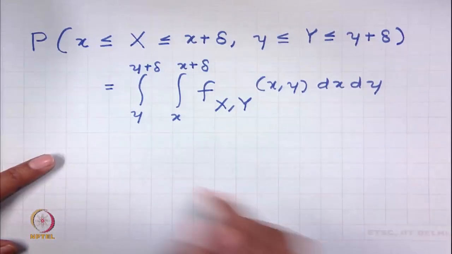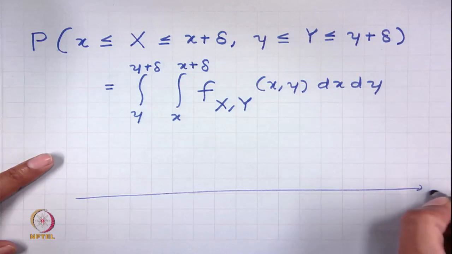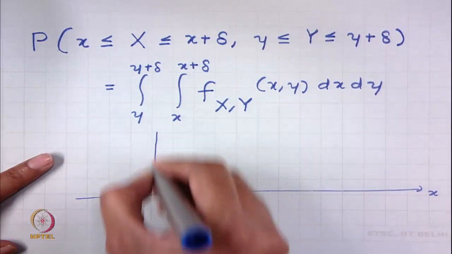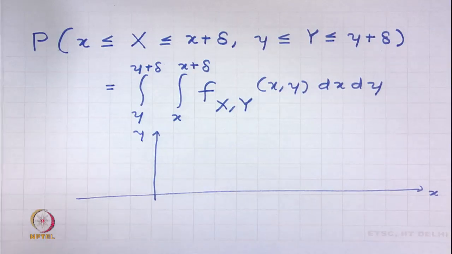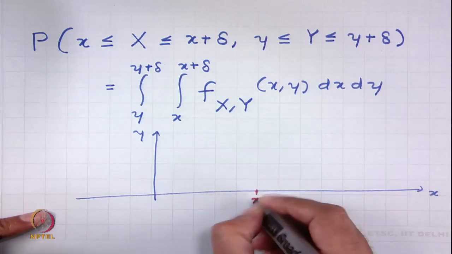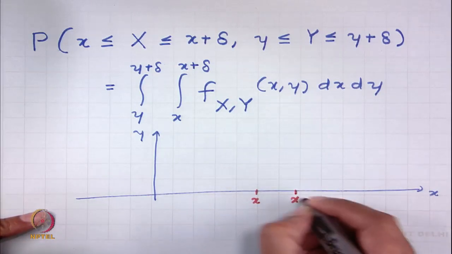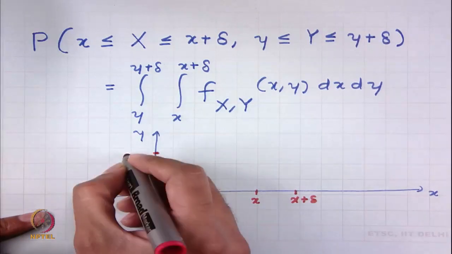So, graphically what it means is, I have now two random variables, say x and y, and I am interested in the probability that random variable x lies between x and x plus delta, and random variable y lies between y and y plus delta.